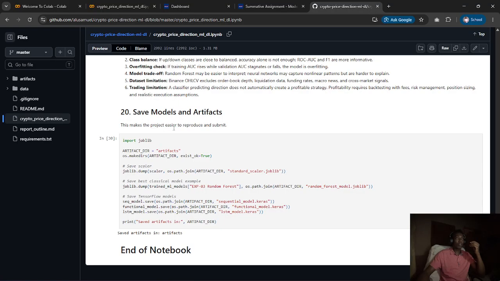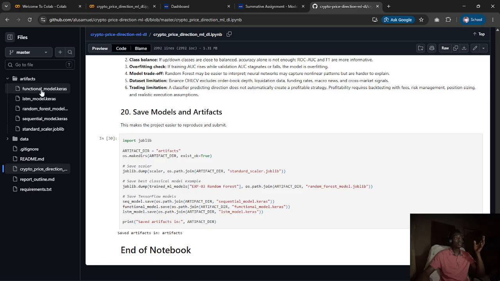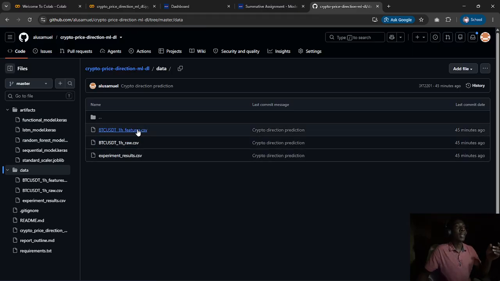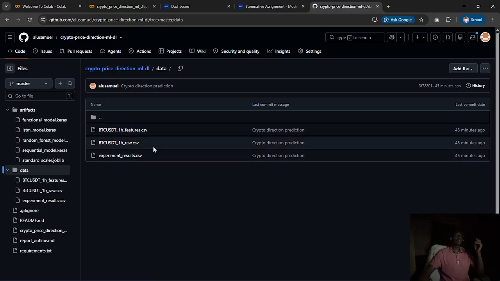This is how I saved, of course, my model and artifacts, which will be found on this artifact part right here. Everything's really saved as it should be, and also the data that I need, which is saved on this part as CSV.